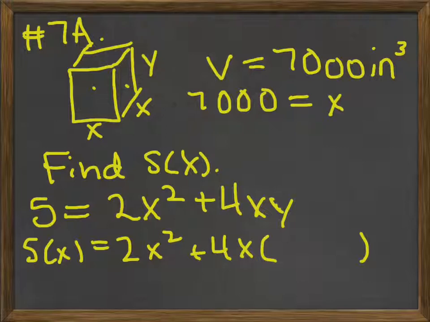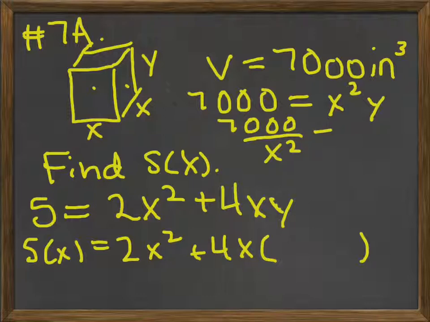The length times the width, they're both x, times the height is y, and if you divide both sides of that equation by x squared, you find that y is 7,000 over x squared, and so you can replace y with 7,000 over x squared.